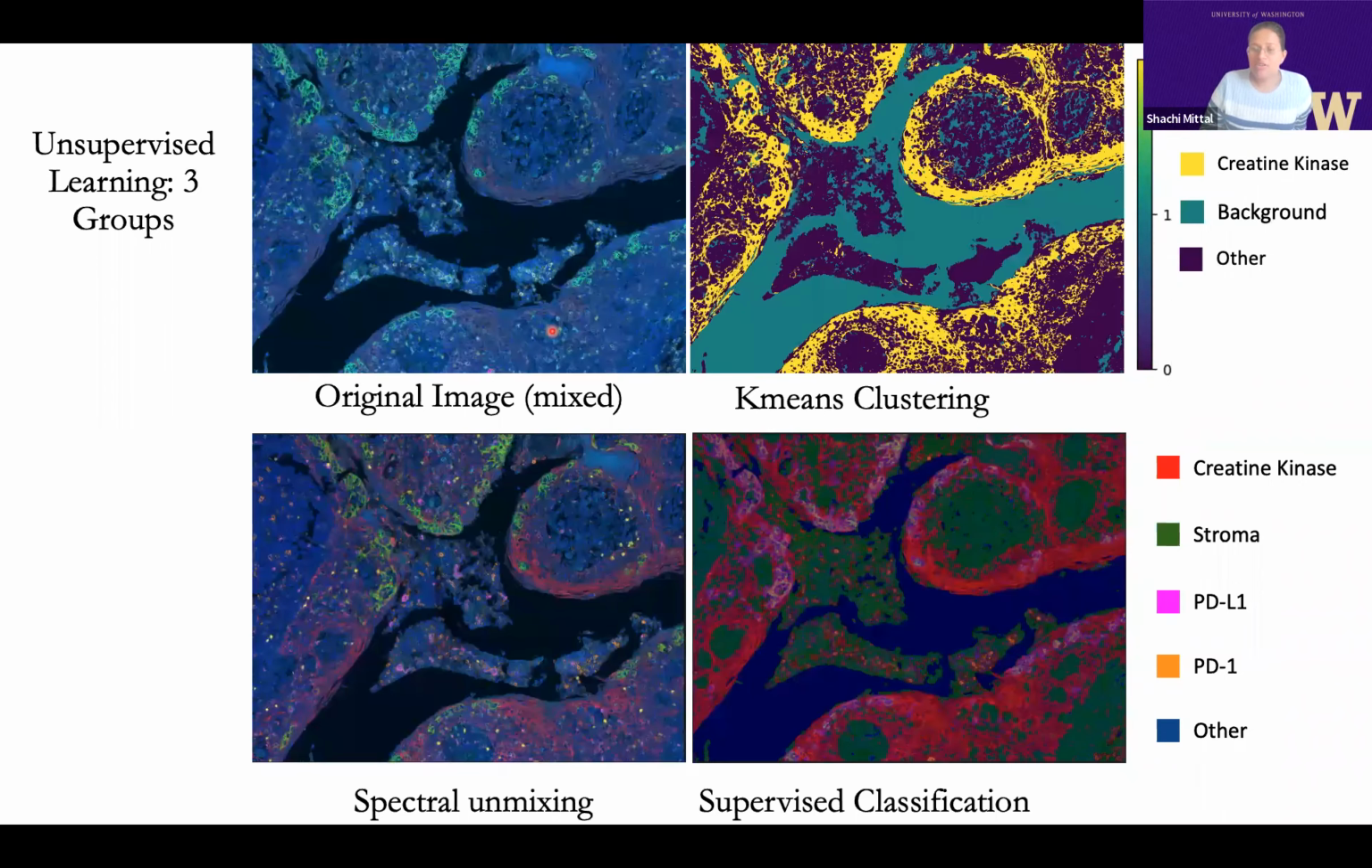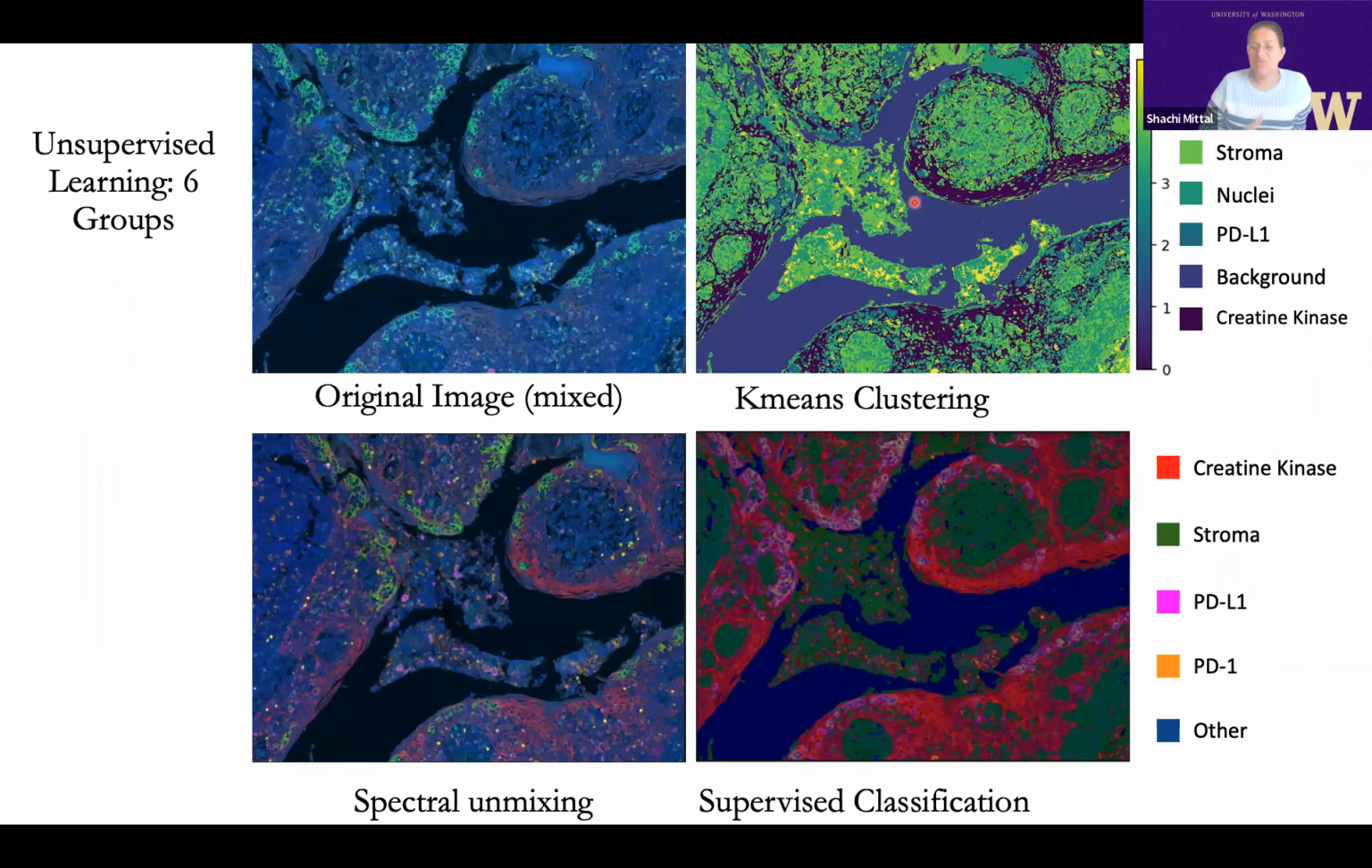And again, I'm going to show you another image where the supervised classifier is able to identify the location of different immune cells. In 3 groups, we are only able to see the cancer cells, background, and everything else. But once we start adding more complexity to our unsupervised model, we can start seeing the other immune cells. And this image highly correlates spatially with our supervised model.